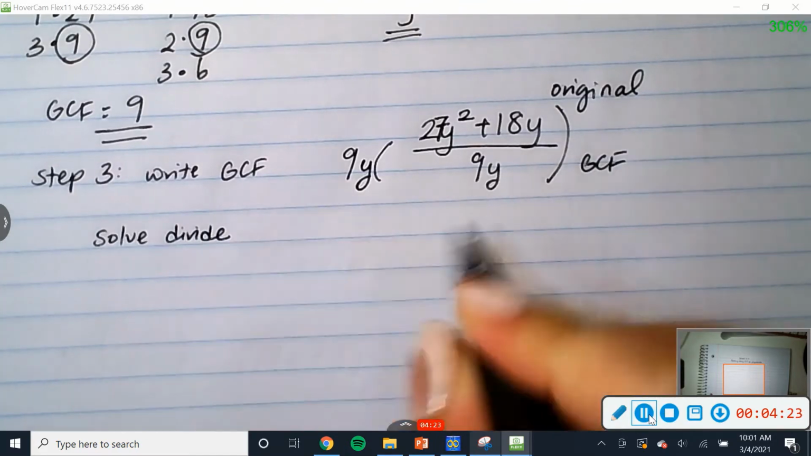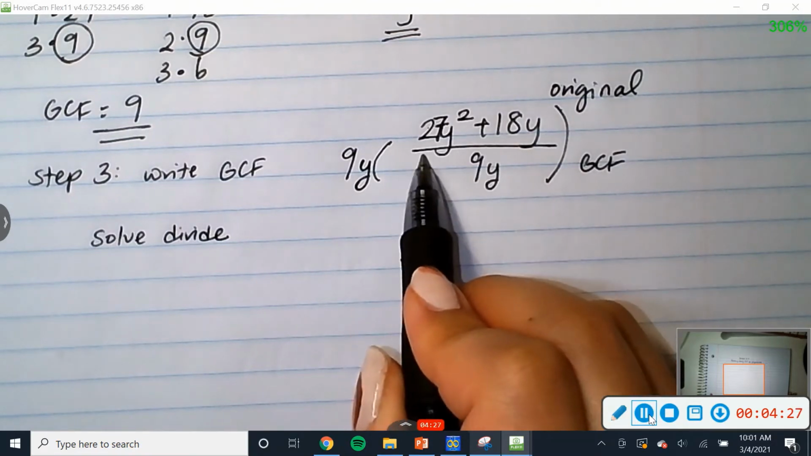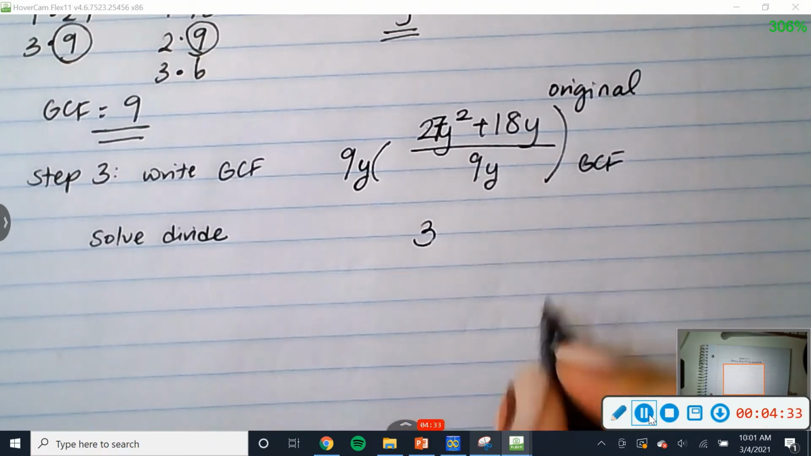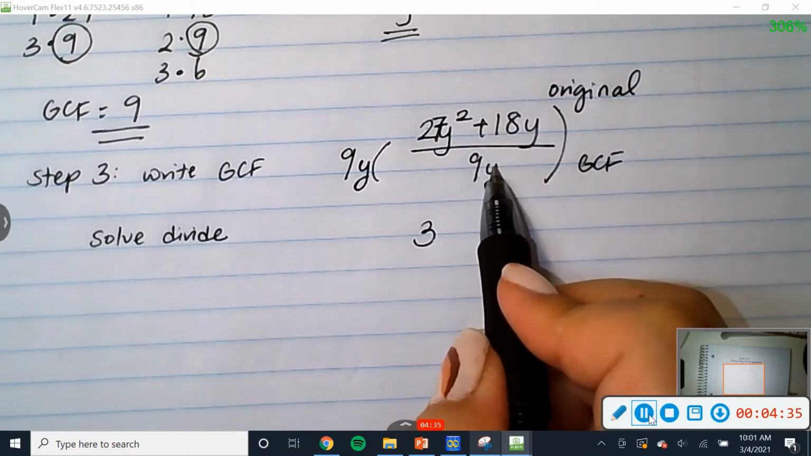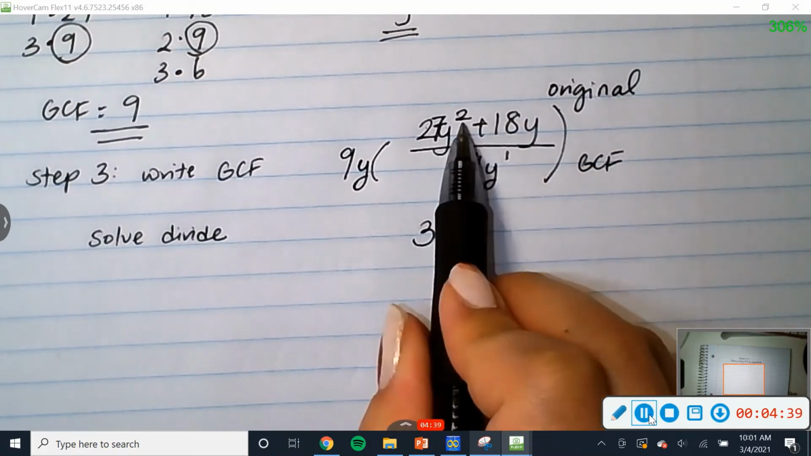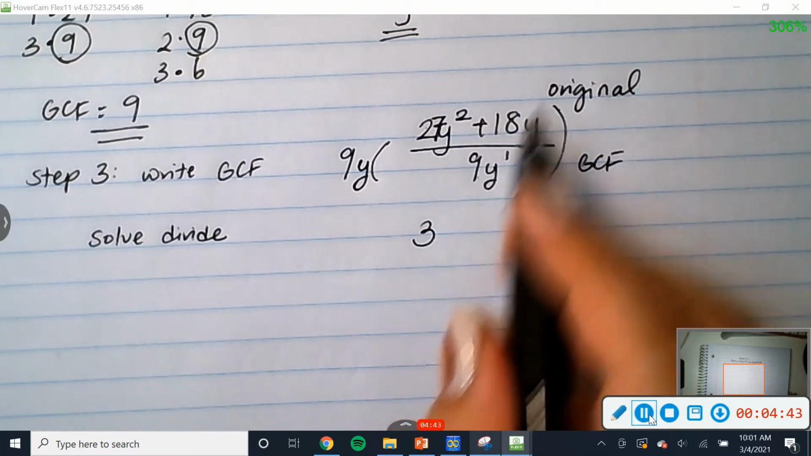Starting with the first term, 27y squared. 27 divided by 9 is going to be 3. Then y squared divided by y. A trick that you can do when dividing is subtracting the exponents. So 2 minus 1 is going to be 1. So we have y to the first power.